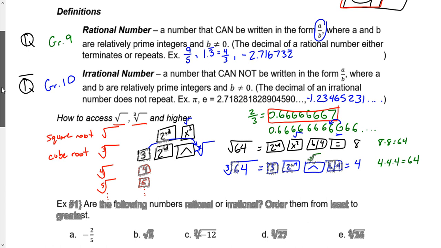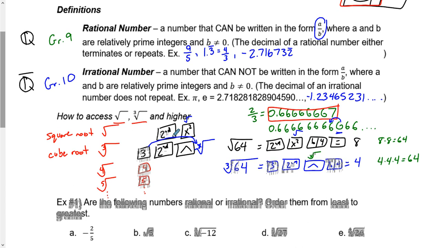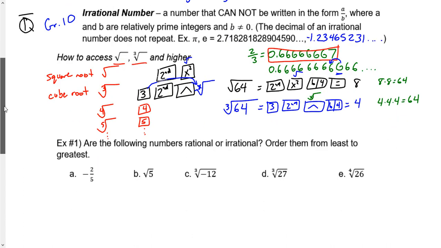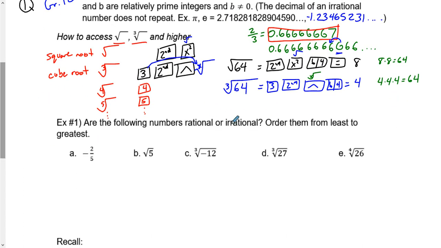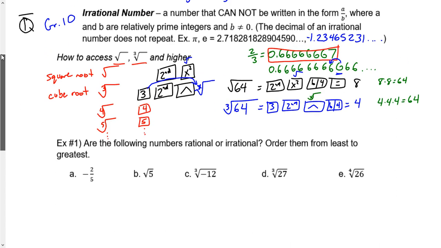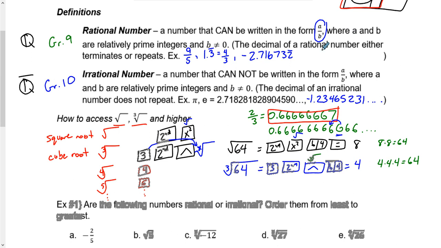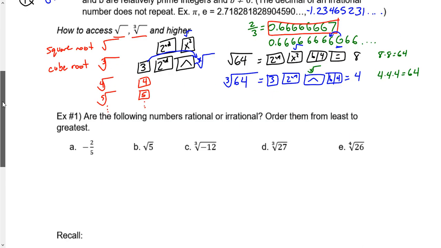So that's kind of the basic things first. We'll come back directly to this in just a second. But before we go any further, we're going to talk about what rational and irrational numbers are again, and we're going to do some ordering. So again, rational numbers are anything that can be written as fractions. Irrational numbers are things that can't be written as fractions. Fractions are numbers that, in decimal form, either terminate or repeat. For irrational numbers, the decimal does not repeat.